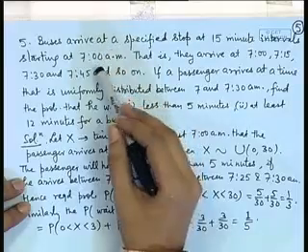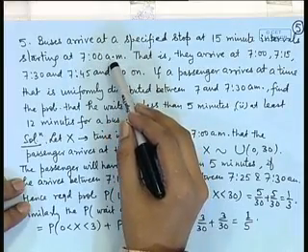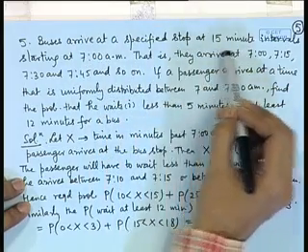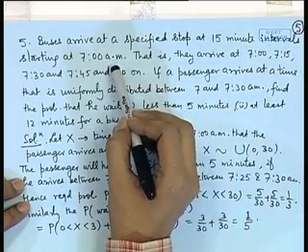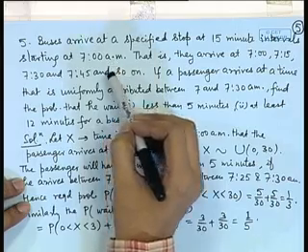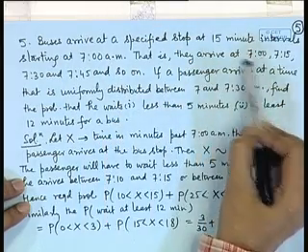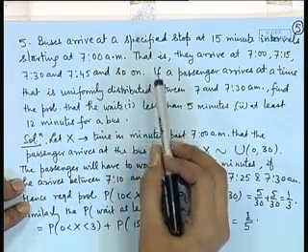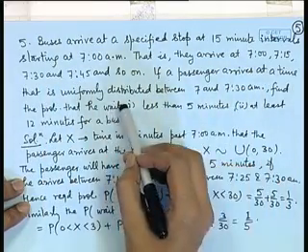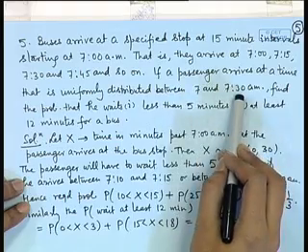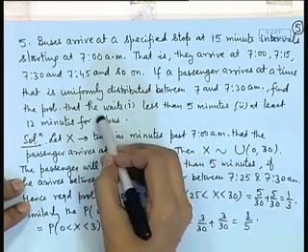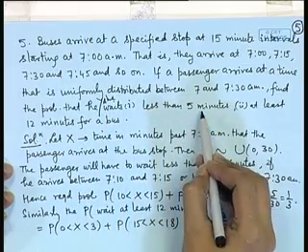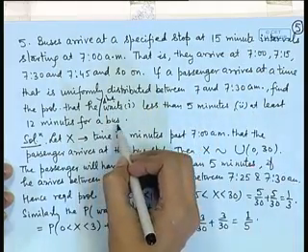Let us look at an application of the continuous uniform distribution. Buses arrive at a specified stop at 15-minute intervals starting at 7 a.m. That means, a bus will come at 7, it will come at 7:15, 7:30, 7:45 and so on. So, if a passenger arrives at a time uniformly distributed between 7 to 7:30 a.m., find the probability that he has to wait for less than 5 minutes or at least 12 minutes for a bus.